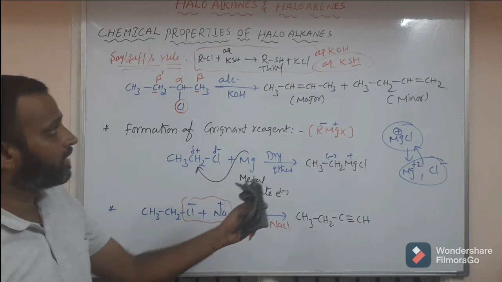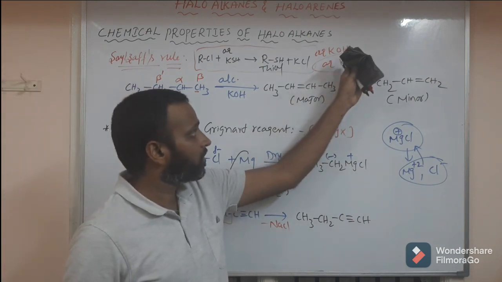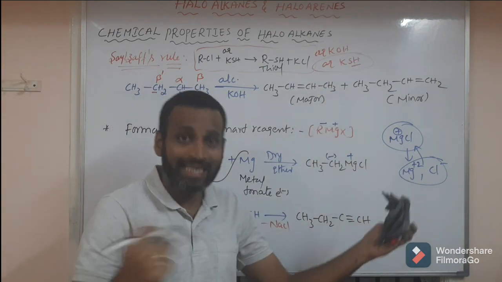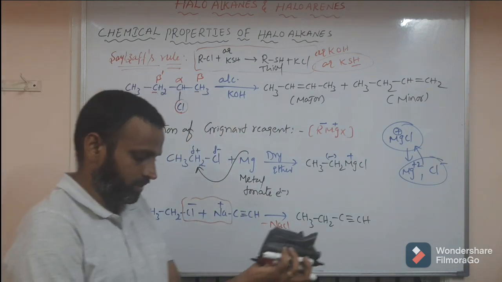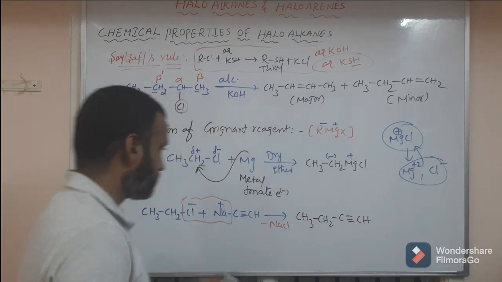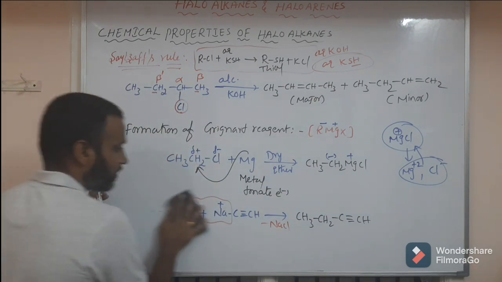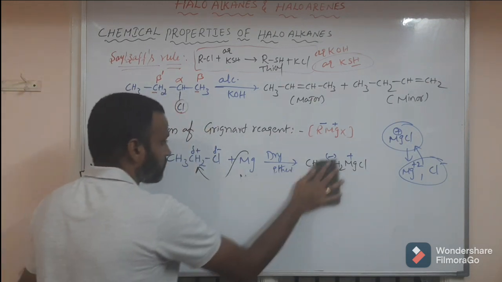Okay, if you are taking alcoholic KOH or alcoholic KSH, then it is an elimination reaction. Both are very, very important. So these are the most important chemical properties of haloalkanes.